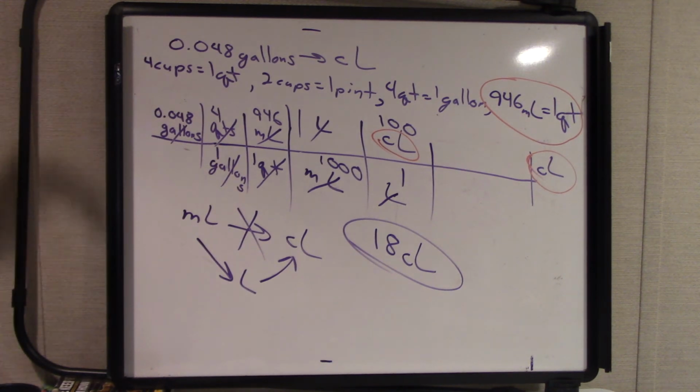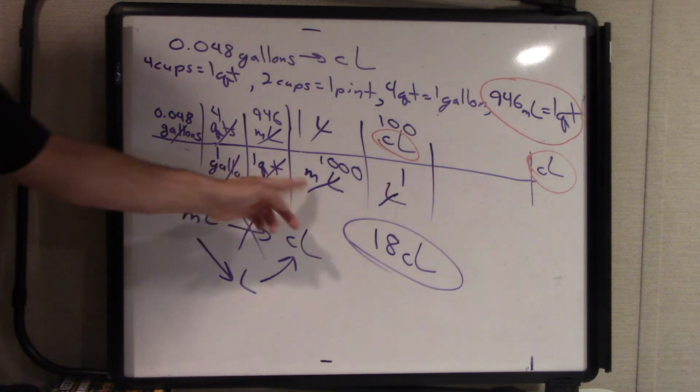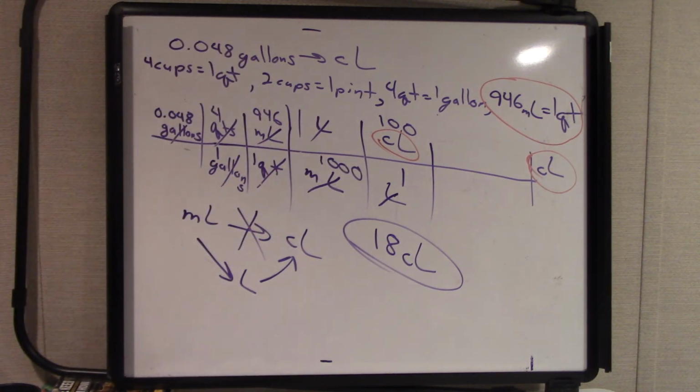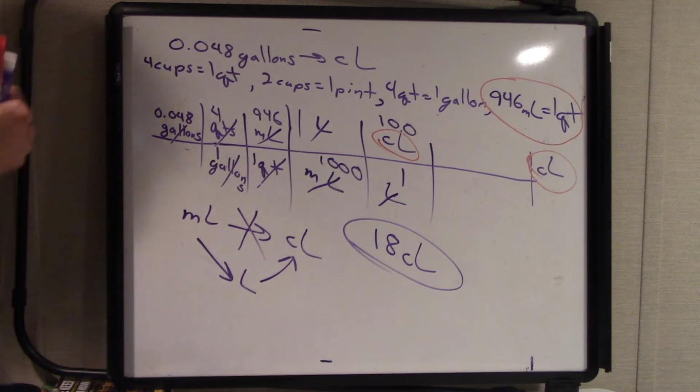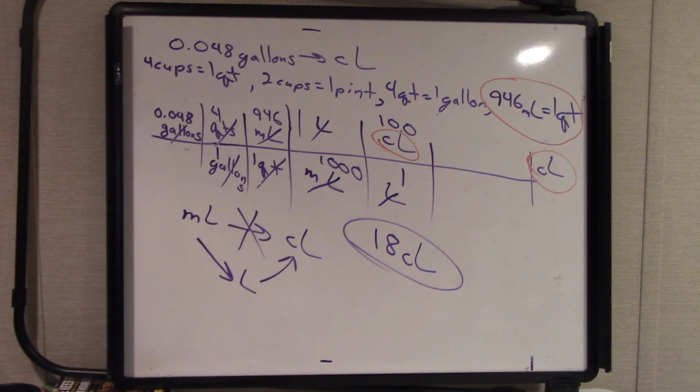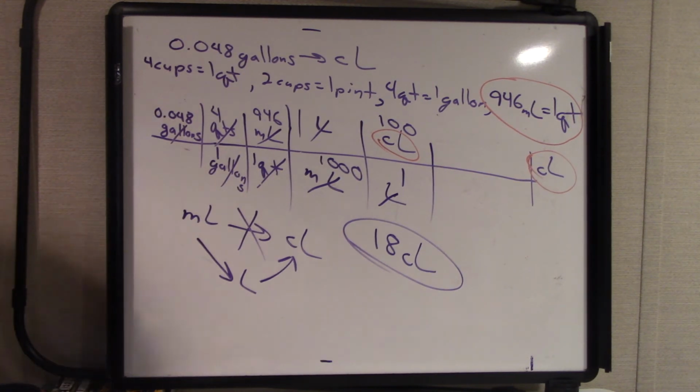So this is a 1, 2, 3, 4, 5-step problem. So this technique really shows you how you can organize units in order to solve multi-step problems very cleanly and very effectively in order to do things.